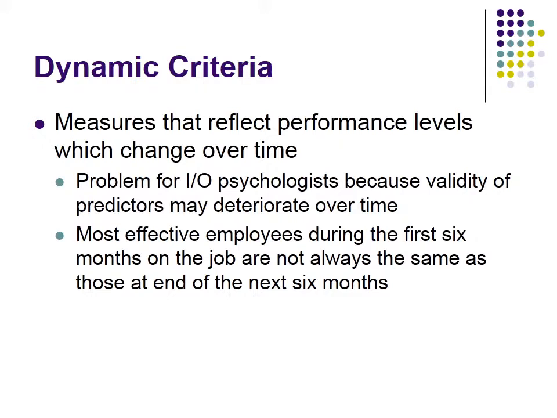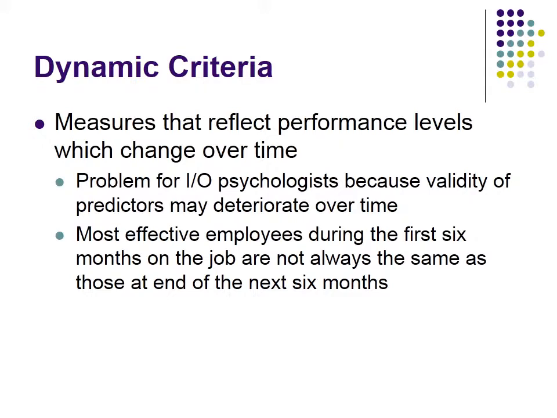So most of the things we come up with when we're trying to measure performance are things that we're hoping will be relatively stable over time. So for example, attendance. Someone that likely is very conscientious is probably going to be at work on time most of the time, and we're going to see a lot of reliability there. But some kinds of performance will be fairly dynamic. They change from time to time.